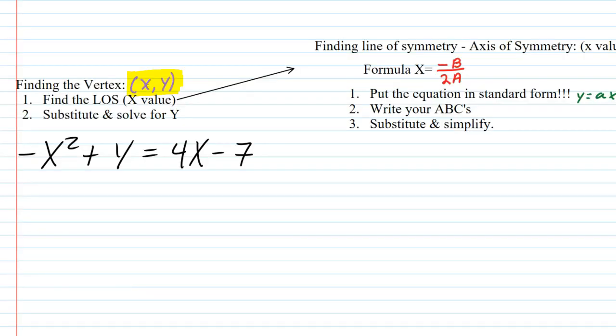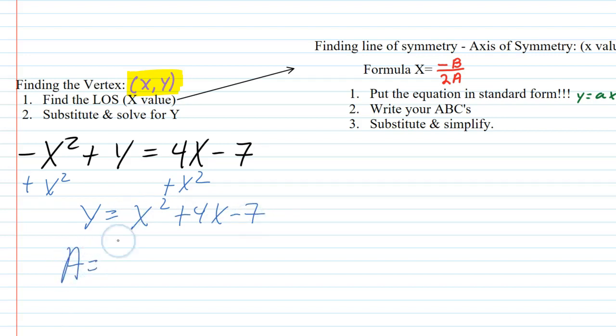Which brings us into finding the vertex. Well, the line of symmetry is the x value of the vertex. So to find the vertex, the first thing we do is find that line of symmetry, just like we did, and then we substitute and solve for y. So to find the line of symmetry, we have to start by putting it into standard form. So that means I'm going to have to add the x squared to the other side, which gives me y is equal to x squared plus 4x minus 7. Now I write my ABCs. A is the value in front of the x squared, which is 1. B is equal to 4, and C is equal to negative 7.